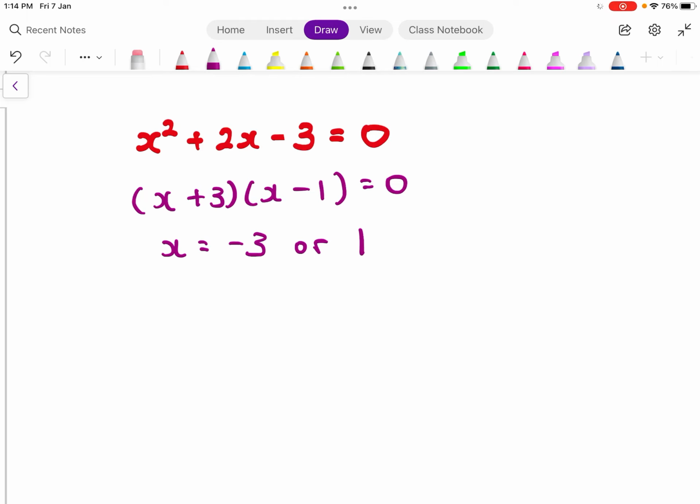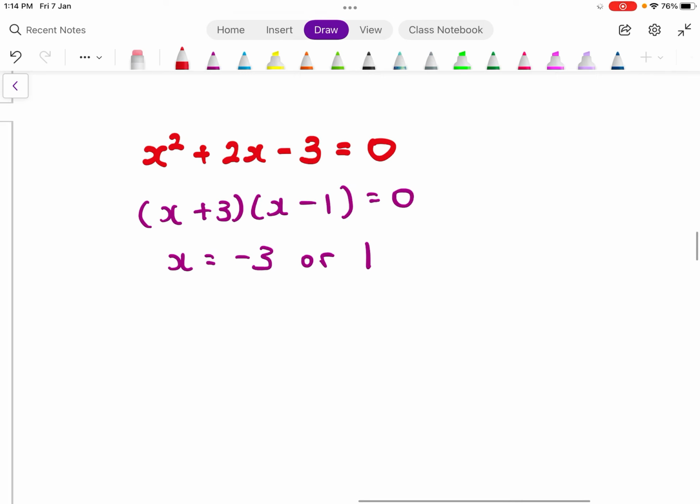What if you encounter something like this? If I give you something like x squared plus 2x minus 3, but instead of giving you an equal sign right here, I give you an inequality sign. For example, more than 0. Okay, so how do I solve this thing?